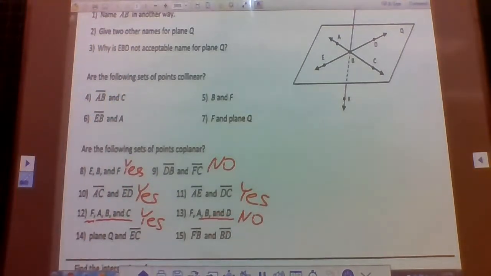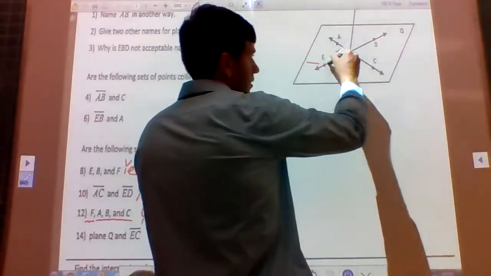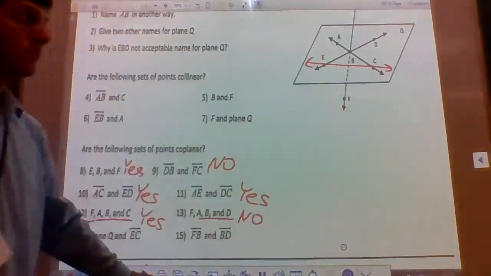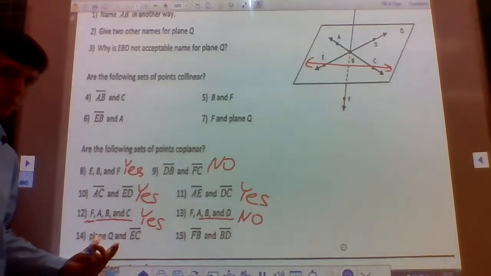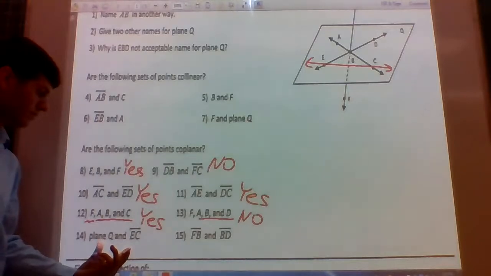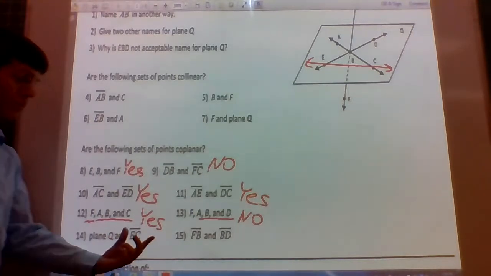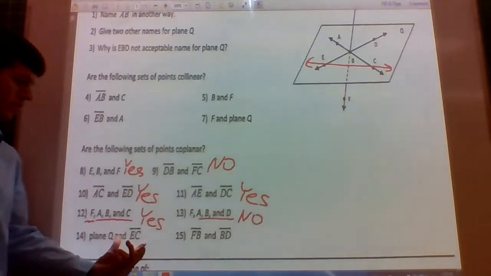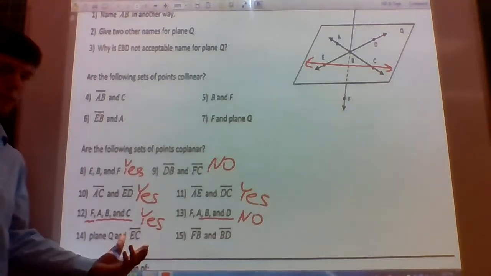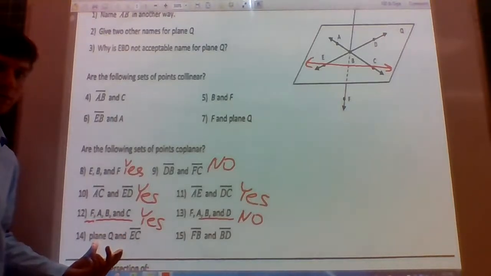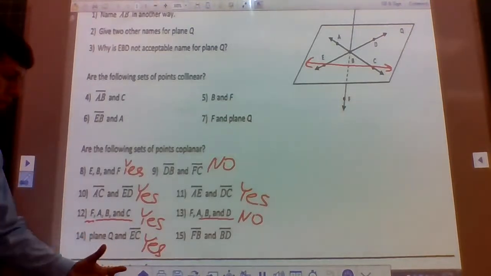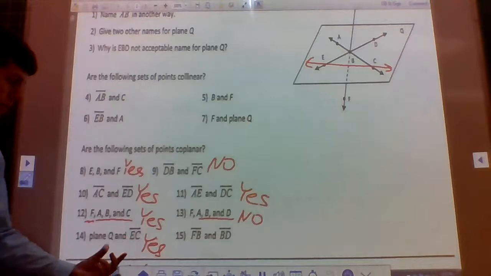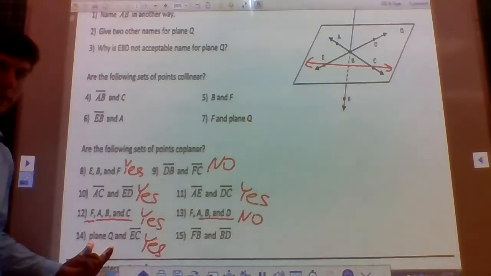Take plane Q and line EC. So again, line EC is going to be in plane Q. So all the points on line EC are in plane Q. So if you combine these two, it's going to be all the points of Q. You've just duplicated them because all the points in EC are in plane Q. So yes, all those points are in plane Q. It's basically saying all the points of plane Q are plane Q.